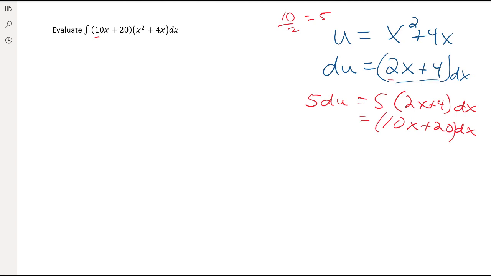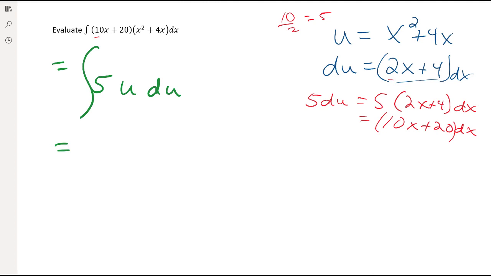And yes, for substitution to work, that'll always be the case where it's just one constant multiple that you distribute through, at least in your homework and at least in this class. All right, so now we substitute. We have the integral of x squared plus 4x to the first power. That becomes u to the first power. In fact, I don't even have to write the 1. 10x plus 20 dx becomes not just a du, but 5 du.